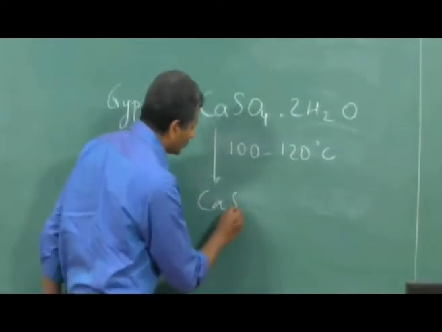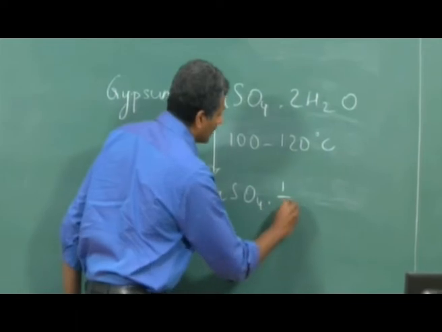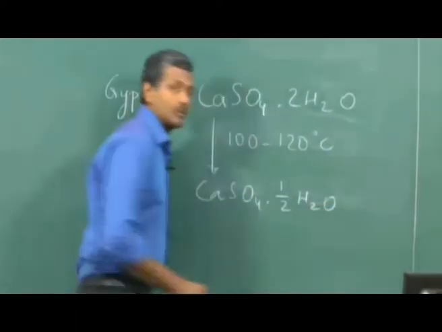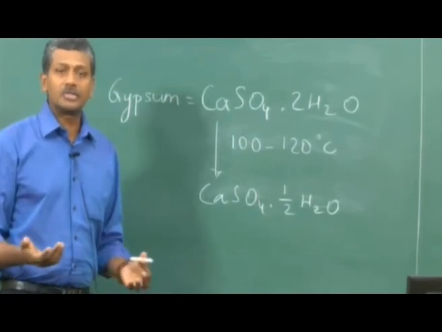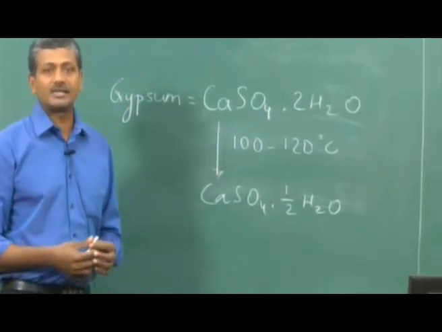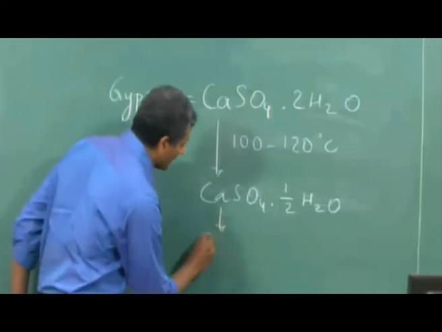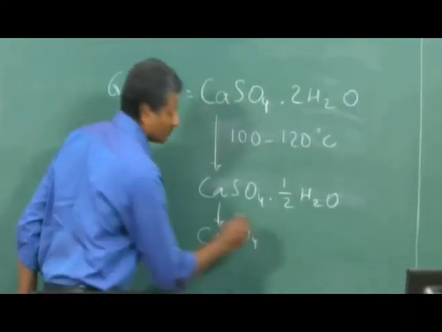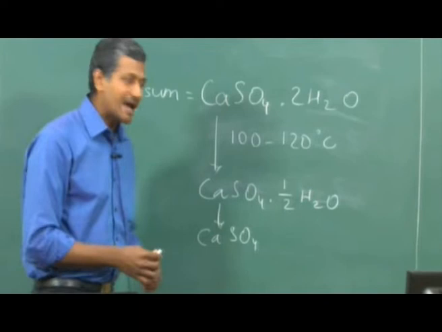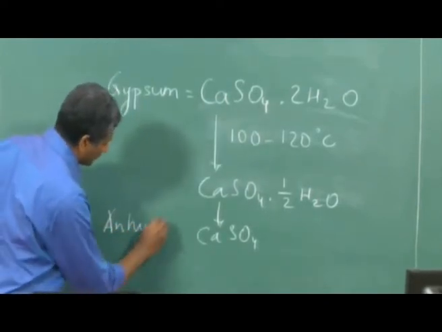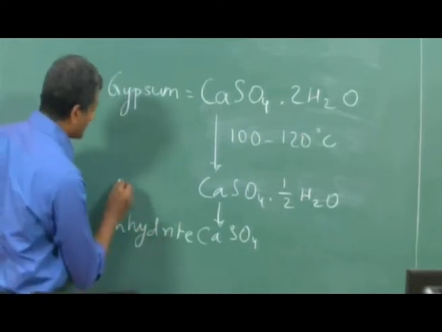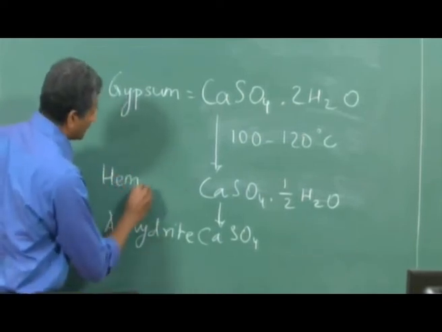is CaSO4 half H2O. If heated still further at a higher temperature, maybe around 130, 140 degrees Celsius, this may convert again to calcium sulfate without any water, or we call it anhydrite. Okay, that's anhydrite, and that is hemihydrate.